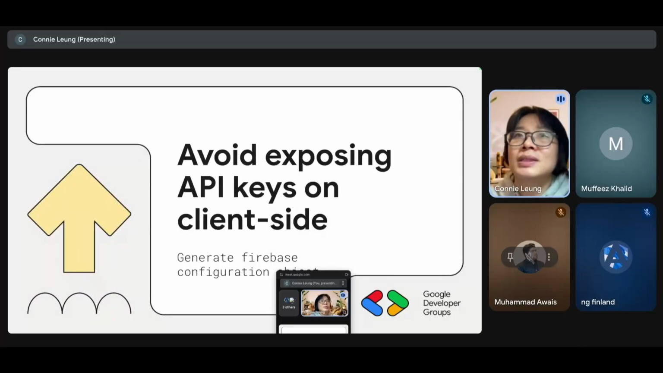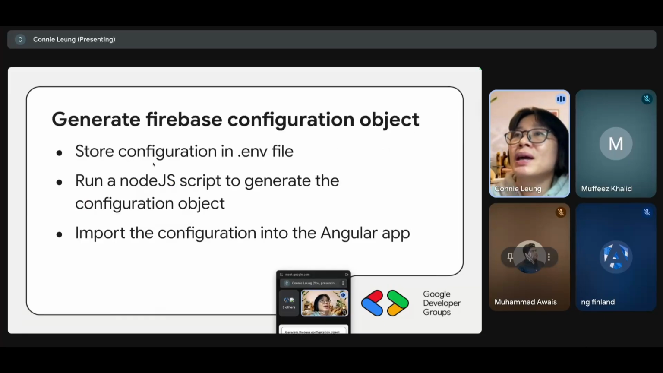So how did I solve it? For me, I stored the API key and other sensitive information in an .env file, and I have a Node.js script to generate the configuration object, and then I import the configuration object into the Angular app.